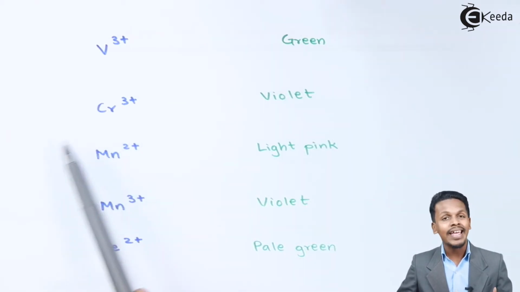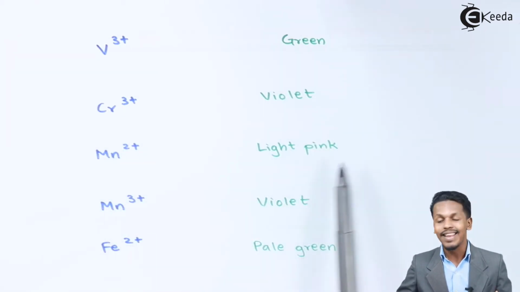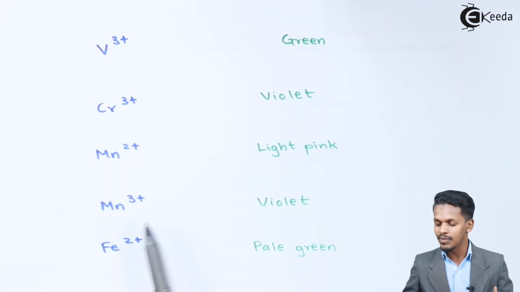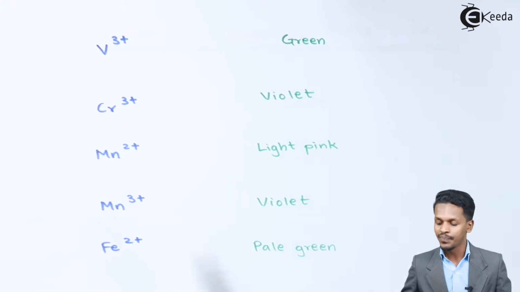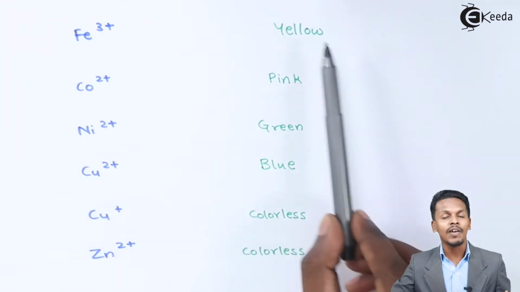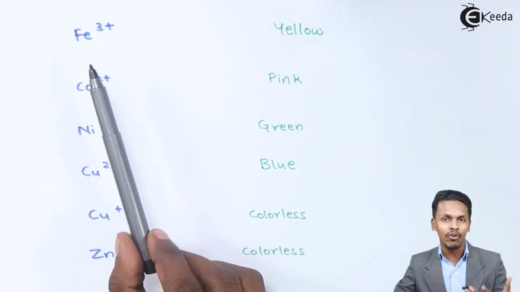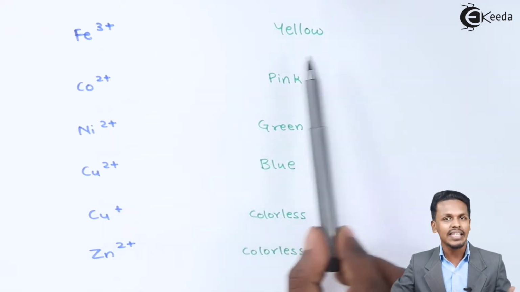Talking about the manganese 2+ ion, in that case it is light pink. The next one, manganese 3+ ion compounds, are violet in color. Fe2+ ion, for example FeSO4 or FeCl2, those compounds are pale green in color. Next, Fe3+ ions are yellow in color. For example, ferric chloride, FeCl3, is yellow in color.